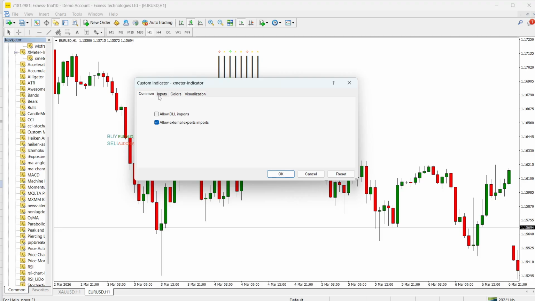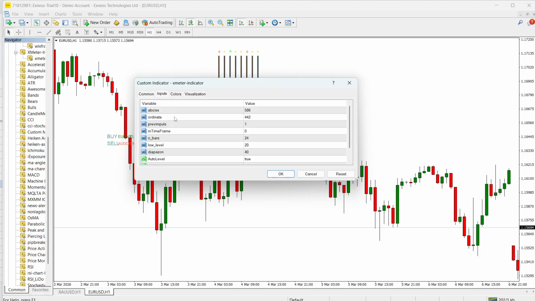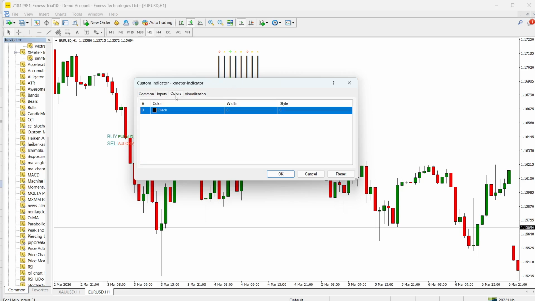As for the settings, let's look at what's available at the inputs. Settings typically include which currencies or pairs are included in the meter and the calculation period used to derive each strength value. You can usually adjust smoothing or weighting, so the readings are either more reactive for scalping or smoother for swing trading, and customize colors so strong and weak currencies stand out.